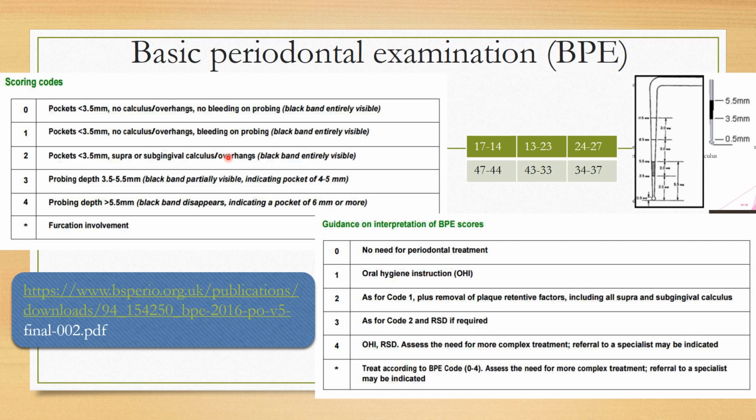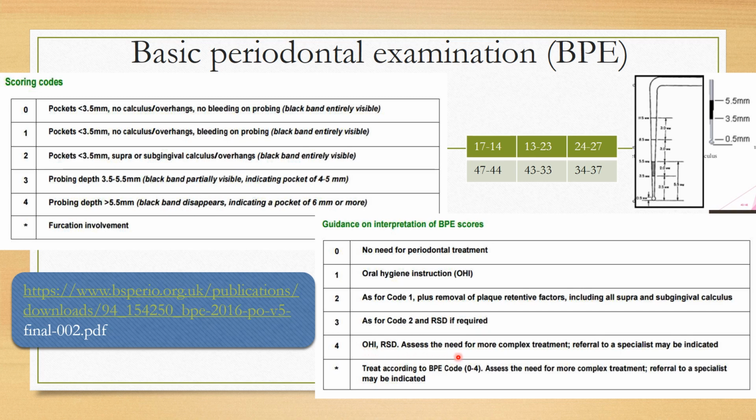Whereas where there is subgingival calculus or overhangs, that is code 2, you do the same as for code 1 plus removal of plaque retentive factors, including all supra and subgingival calculus. Then for code 3, do as for code 2 and root surface debridement if required. There is a mild pocket depth, so we can go for normal scaling and then root planing if needed. Then for code 4, if there is greater than 5.5 mm, that is a pocket of 6 mm, give oral hygiene instructions with normal scaling and then root planing.